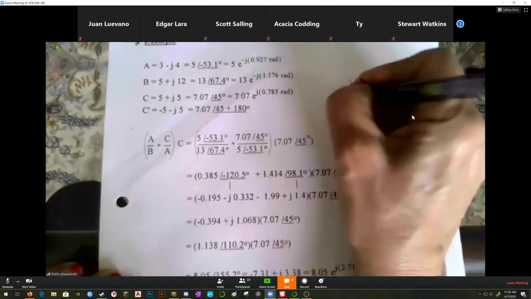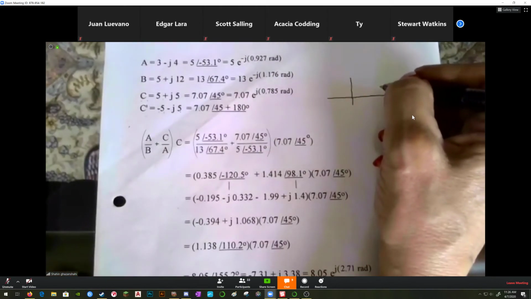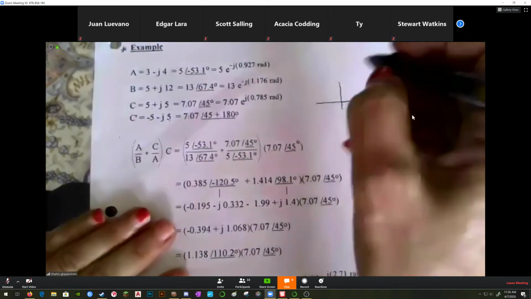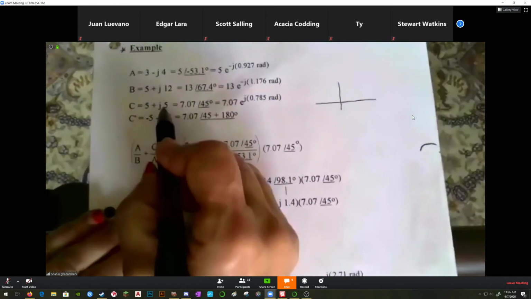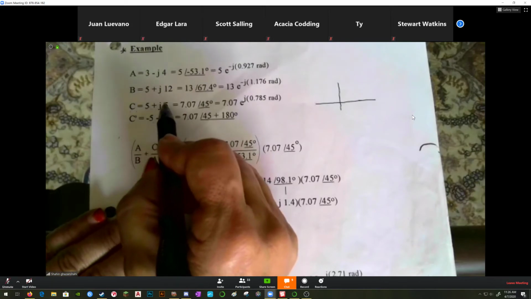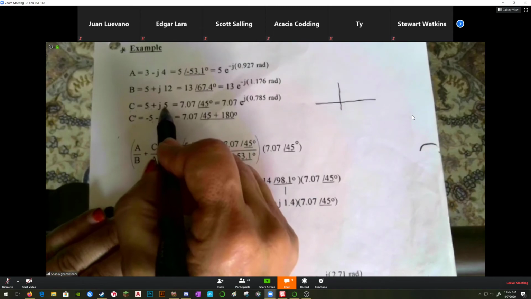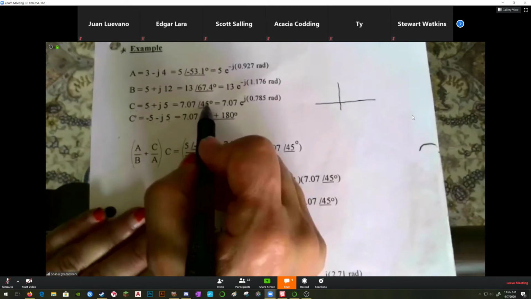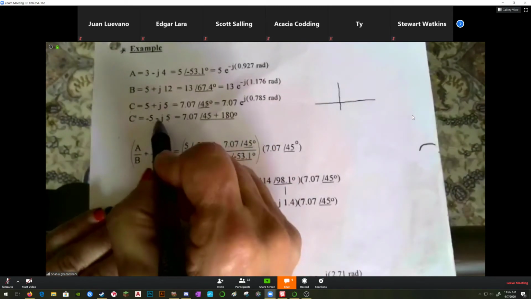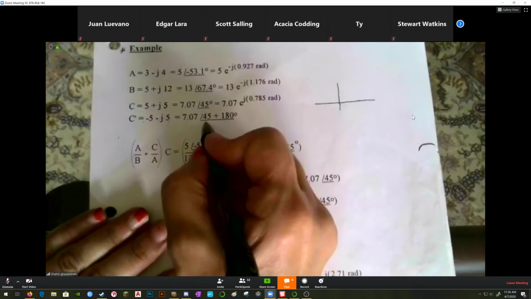Why? Because look at that. Some calculators don't do that for you. When you want to get the angle, it is the inverse tangent of the imaginary over real, which is the inverse tangent of 1, and that comes to 45. For this one also, negative 5 over negative 5 is 1, so it's 45.